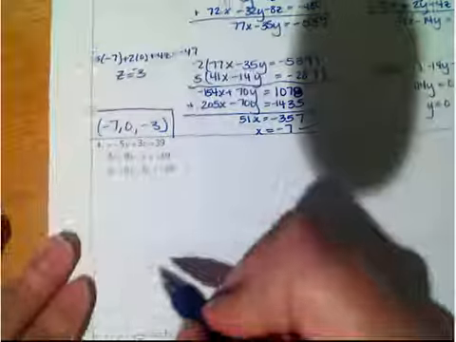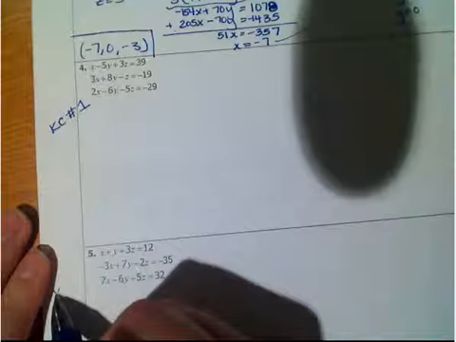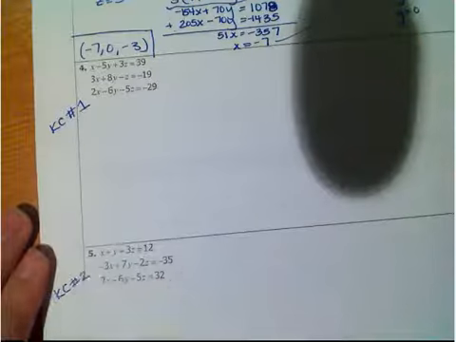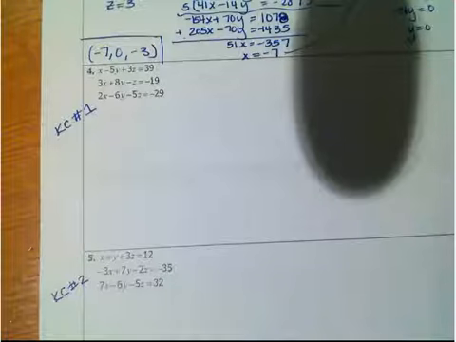Number 4 is going to be your knowledge check number 1 question, and number 5 is your knowledge check number 2 question. So you can work those out here, and then you will complete those answers online on Vision for your knowledge check.